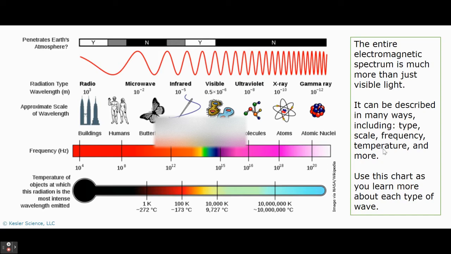It can be described in many ways, including the type, so the type of waves here, or the scale, so how the size of the wavelength, to the temperature, to the frequency, and some other ways. So we're going to be using this chart to help us organize the electromagnetic spectrum, and you also have a part of this, you have like this top section here in your notes.